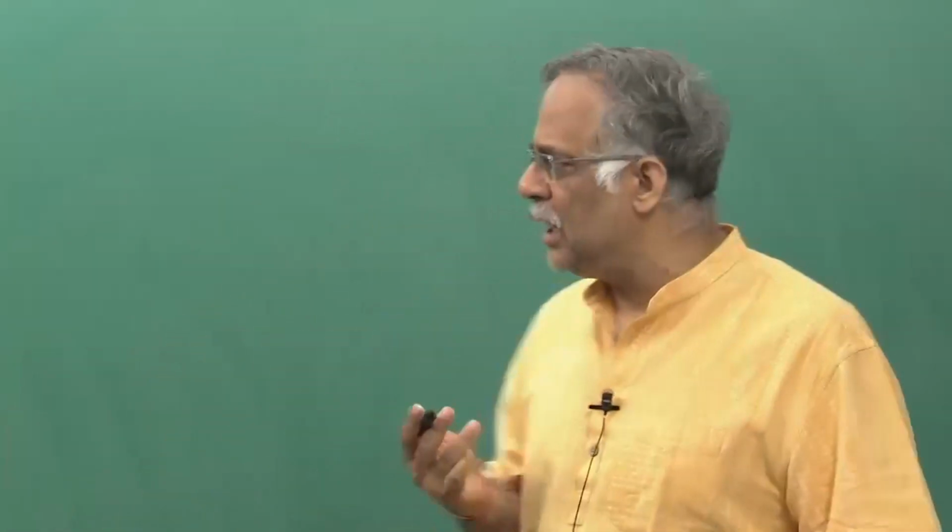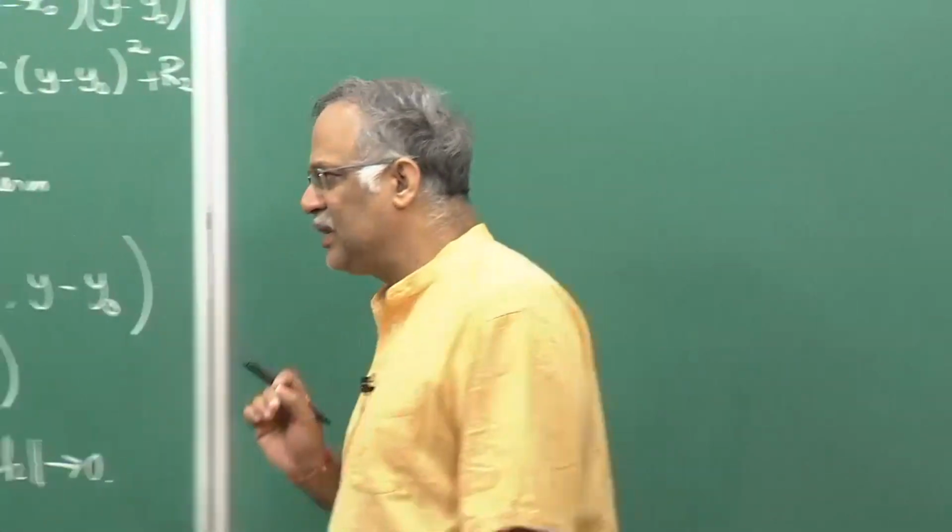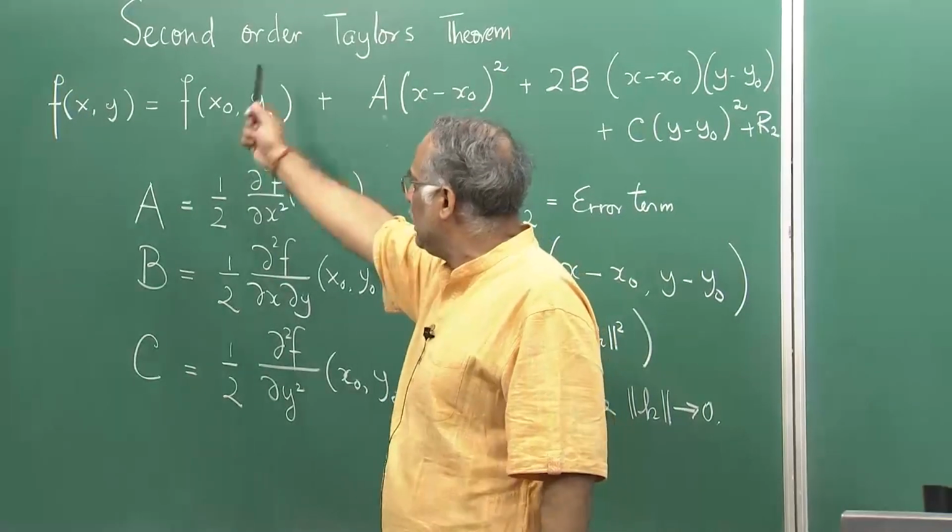So, now instead of taking any arbitrary critical point x naught y naught, for simplicity we will set x naught y naught to be the origin 0 0. Now, if I put 0 0 here, x naught y naught equal to 0 0, let us see what the expression will become.